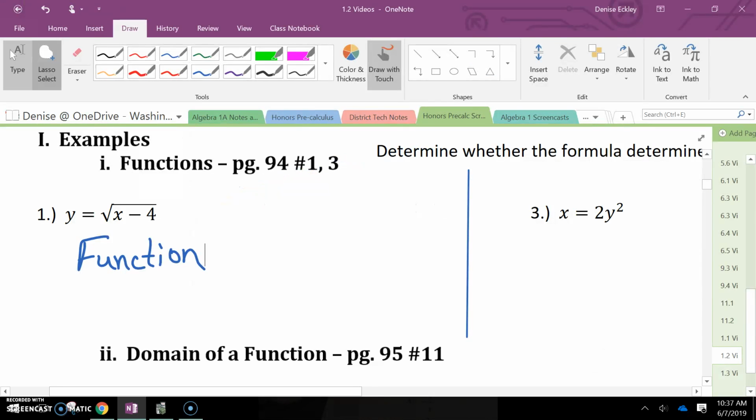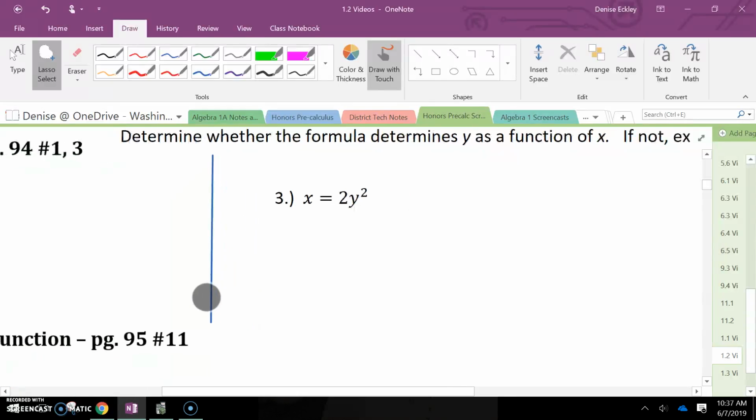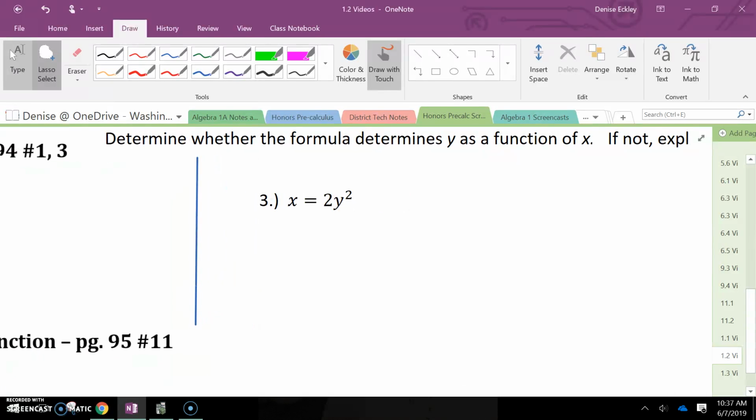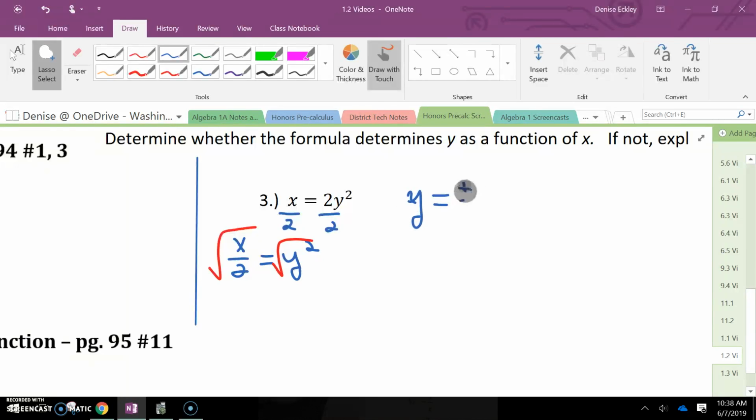Now when I look at number 3, what I can see is that it is not solved for y, and I need it to be in terms of y for it to be a function. So let me solve it for y. So dividing both sides by 2, I have x over 2 equals y squared. Now I have to take the square root of both sides. And when I do that, I get that y is going to equal plus or minus the square root of x over 2.